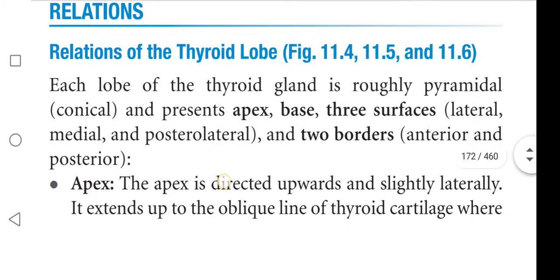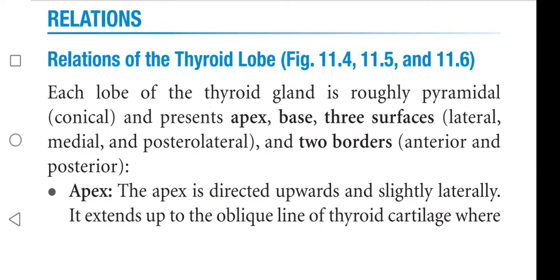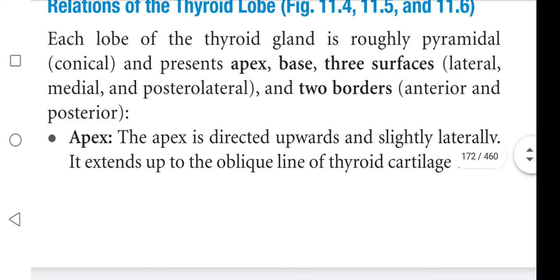Each lobe of the thyroid gland is roughly pyramidal or conical and represents an apex, a base, three surfaces that are lateral, medial and posterolateral, and two borders, anterior and posterior borders. First, apex. Apex is directed upwards, slightly laterally. It extends up to the oblique line of thyroid cartilage.